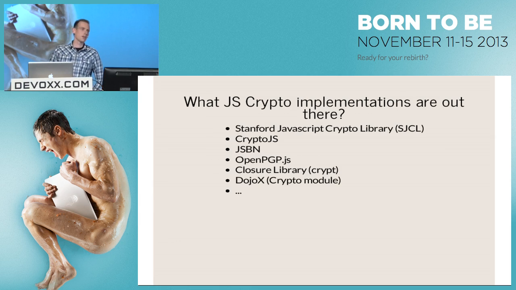Because JavaScript is the language of the web, you might think, oh, I could just Google and search for a cryptographic library in JavaScript. There are lots of them. Here are some examples: the Stanford JavaScript crypto library, Crypto.js by Google, JSBN, OpenPGP, and some of the frameworks already also have crypto modules, like Closure and DojoX.